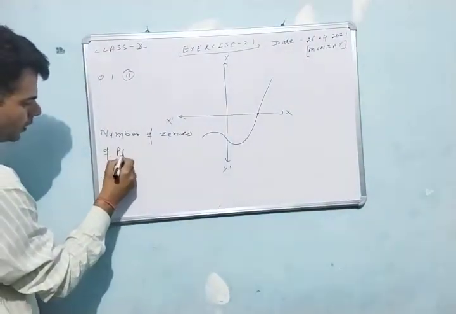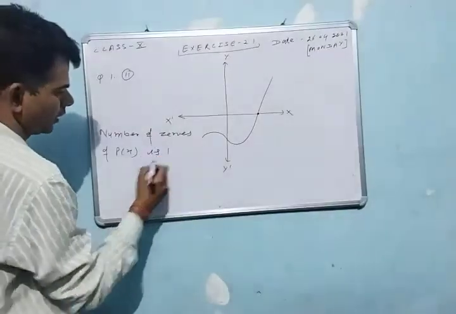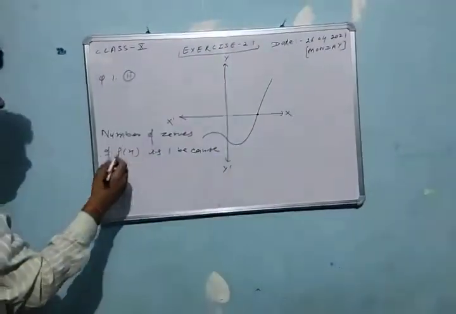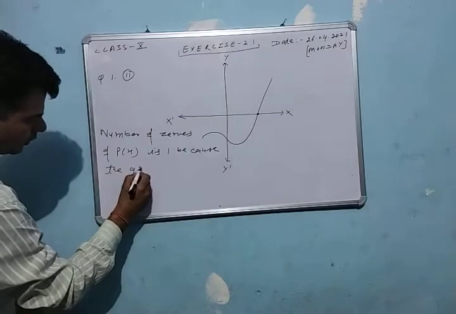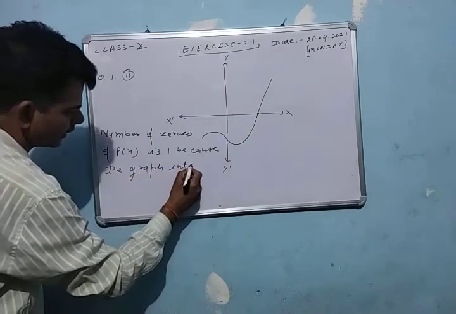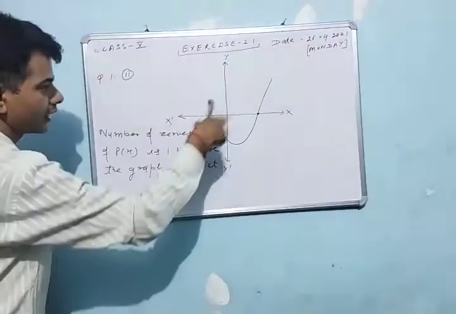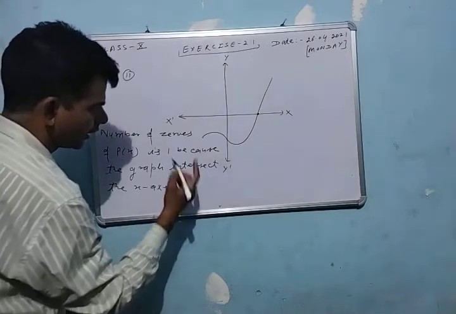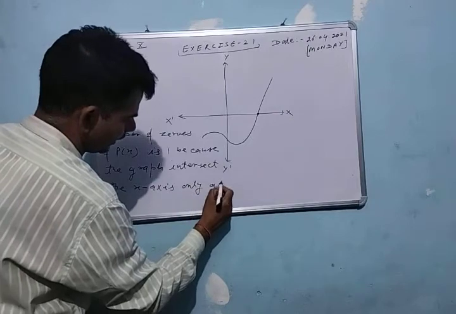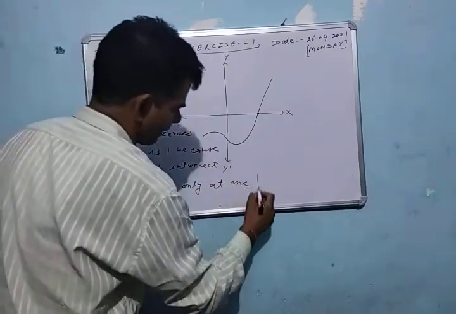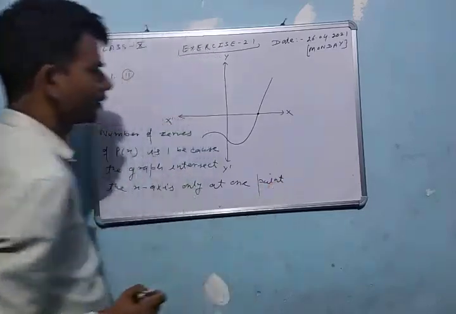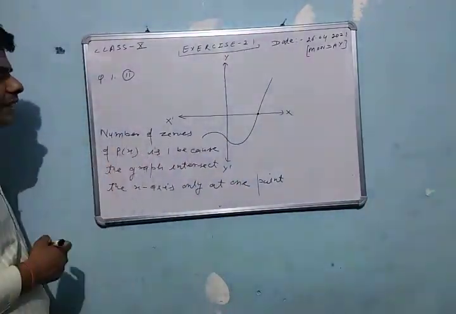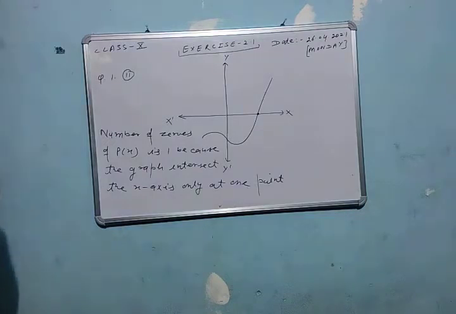of p of x is 1 because the given graph intersects the x-axis only at one point. Students, if the given graph intersects the x-axis only at one point, then the number of zeros of p of x is 1. Please note it down, students.